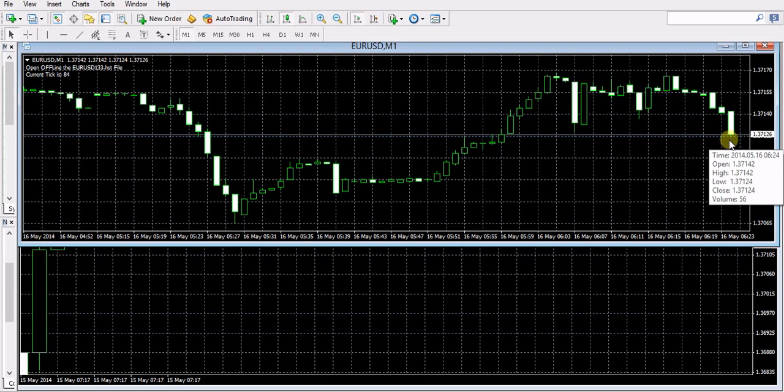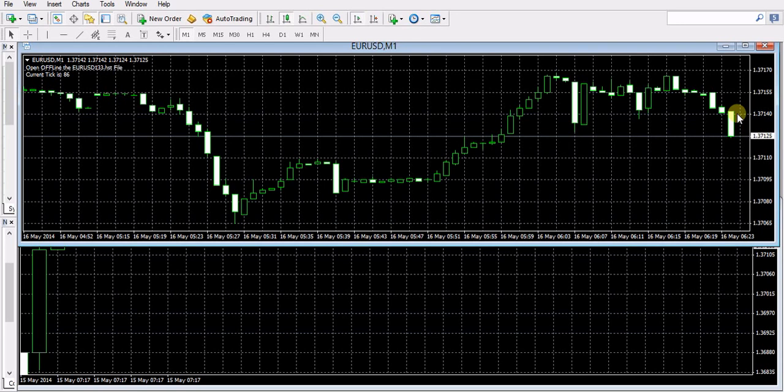And this is a white candle, and usually I like using red to show losing candles, but here in this instance I'm using a white candle. But the point is that this means there was more selling pressure than buying pressure, and the opposite is true for hollow candlesticks.